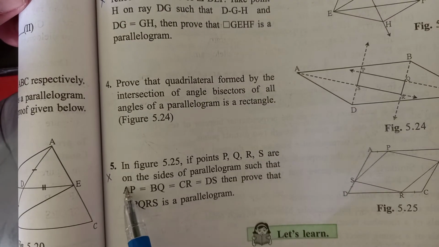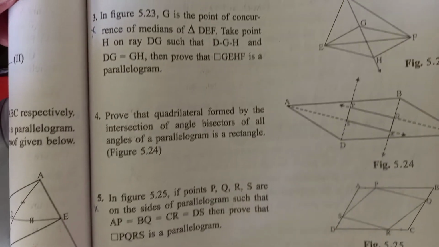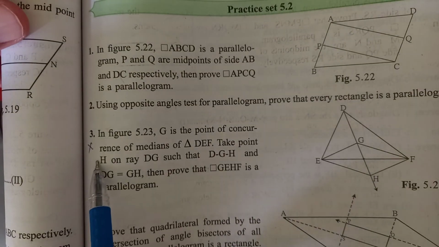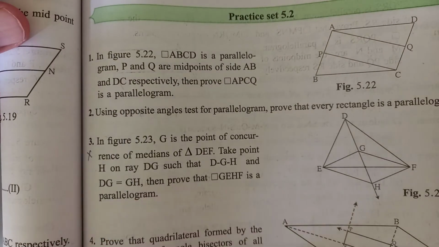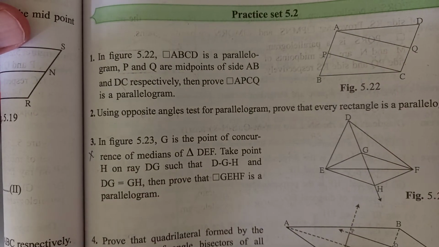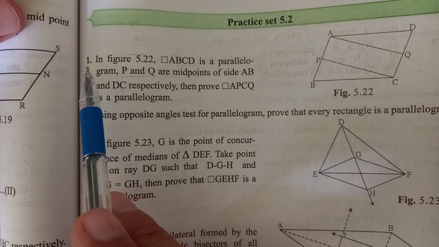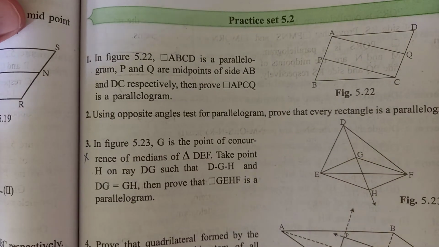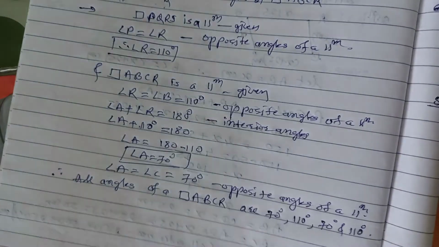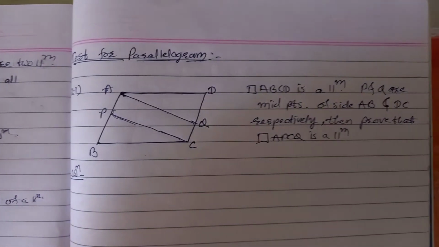This fifth one is omitted from the syllabus. The third one is also omitted from the syllabus. Just the first, second and fourth are given. No need to solve the fourth one also. I will solve the first one, you have to solve the second one. So see the first example from this. So this is the first one.